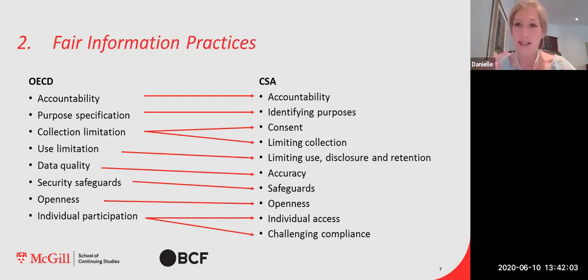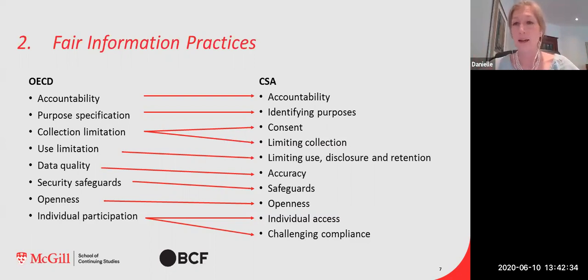And this ties into the next fair information practice, which is consent. I must have your consent, barring certain exceptions, in order to process your information. What this means is that in order for you to provide adequate consent, you must be fully informed as to what I'm going to do with your information, and therefore I have to identify the purpose clearly.